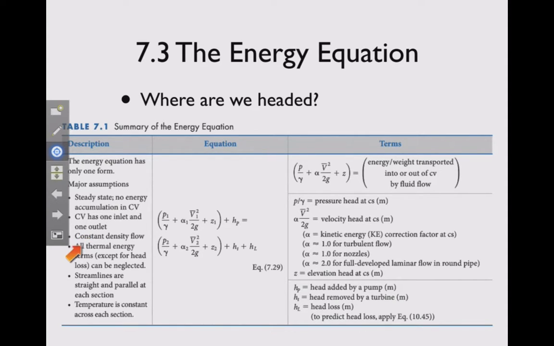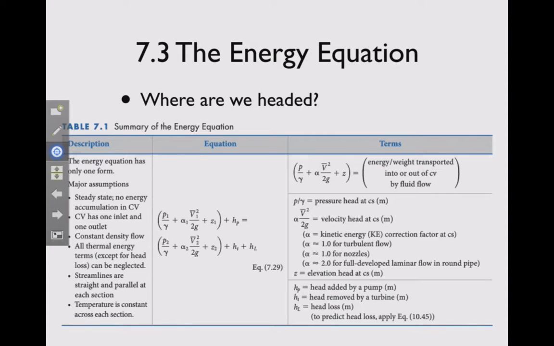We also have to assume constant density flow. That allows us to simplify the equation a bit. We're assuming that all the thermal energy terms, except for the head loss, can be neglected. We'll see how that comes out in the equations. And streamlines are straight and parallel, as they have been in most of what we've done already. And that temperature is constant across each section of the pipe.